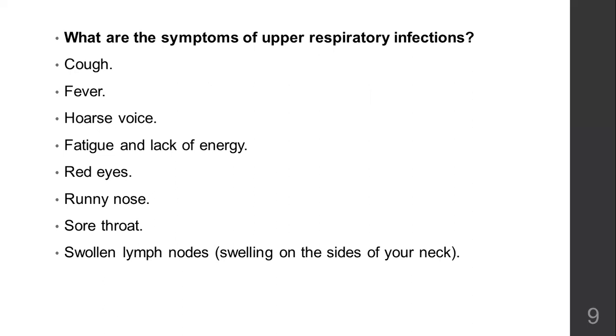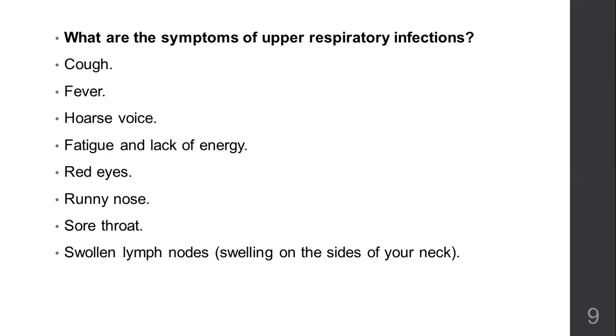And what are the symptoms of upper respiratory infections? Fever will always be there. When there is a fever, understand an infection is there. Whenever the body temperature rises, it's a sign of inflammation or infection. So cough, fever, hoarse voice, your voice becomes very rough and sounds different also. People will ask you, what happened? Are you sick? Fatigue, lack of energy, red eyes, runny nose, sore throat.